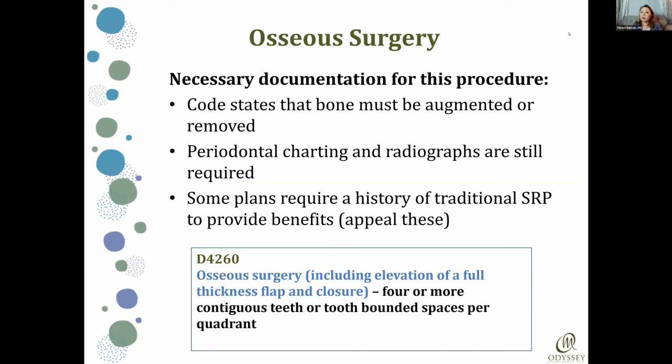That third bullet point is really important. So some of the carriers will actually say, in order to benefit this, we need to have a history of scaling and root planing, the D4341 or D4342. Every time I've appealed that on behalf of an office, we've been able to get that covered because the clinical record during the comprehensive evaluation or the periodontal evaluation had enough noted and documented that showed that this patient, we didn't need to go down the continuum.